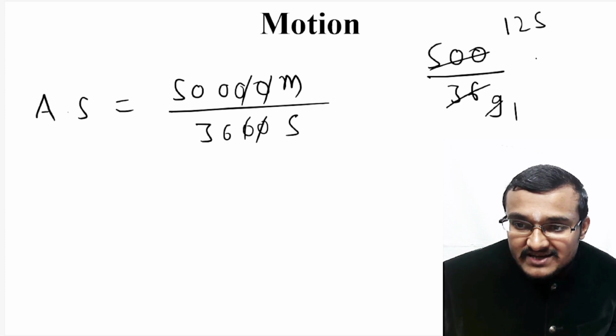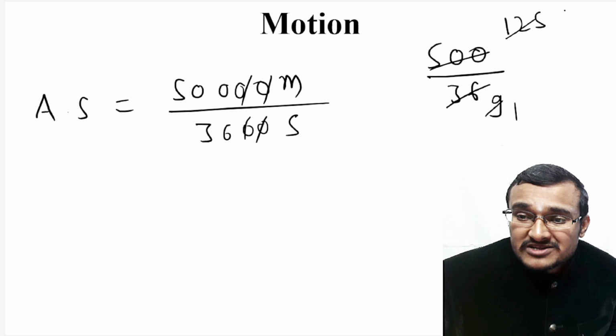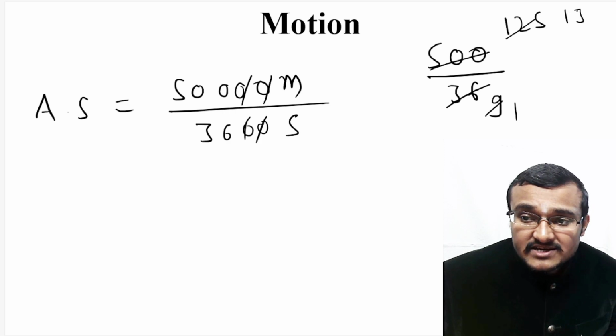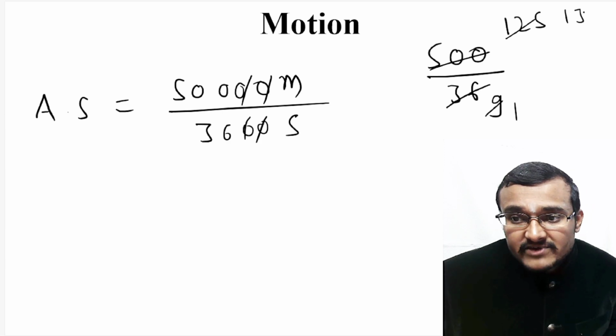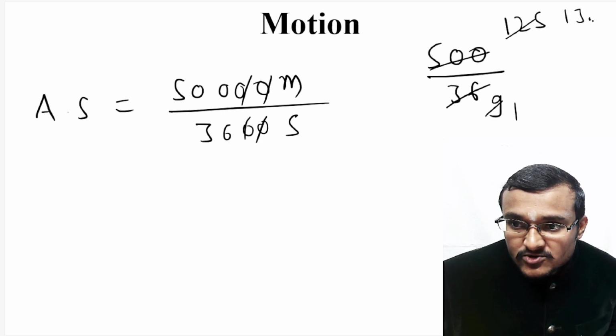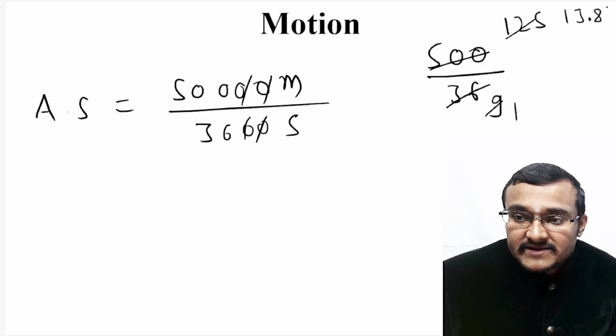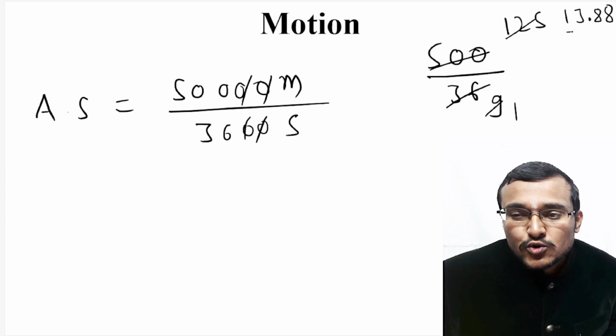Here 9 ones are 9, 3 will be remaining, 35 will be there, 9 threes are 27, 35 minus 27 will be 8. So 80 will be there when you take the decimal point over here. So 9 eights are 72. Again 8 will be there. So 9 eights are 72. So it goes on like this.